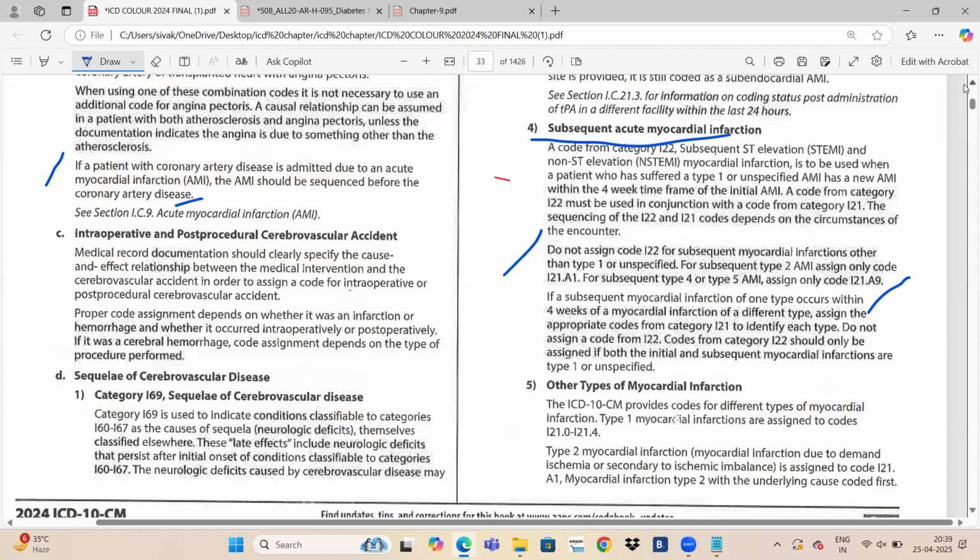I21. Yeah, if they give the complete code, it is I21.A1. Category means I21 series, okay? Code means, for type 1, I21.